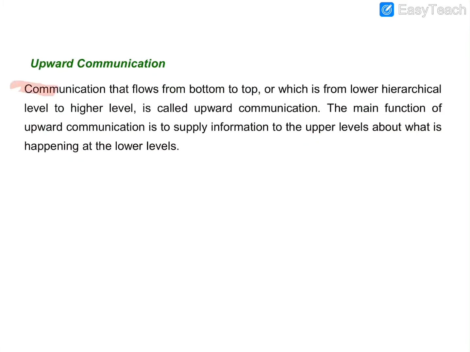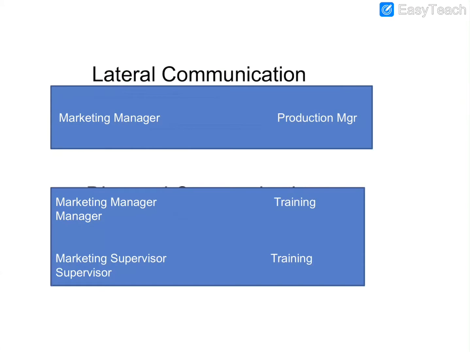Okay, upward. Upward is the communication that flows from the bottom to the top, from the lower hierarchy level to the higher level. The main function of upward communication is to supply information to the upper level about what is happening at the lower level. Then we have lateral communication. Lateral communication, we call it horizontal, meaning the communication between the same level. Marketing manager and production manager, marketing manager, training, okay, they have the same level of communication.